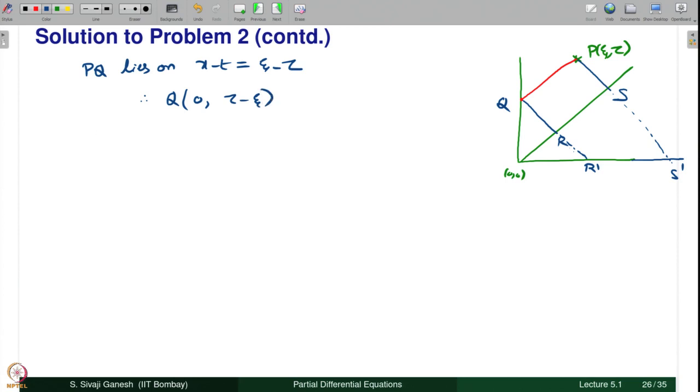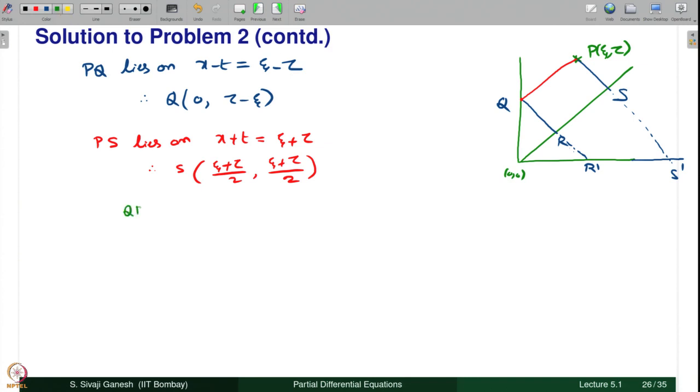Now, let us look at PS, that lies on x plus t equal to xi plus tau. Therefore, the point S is xi plus tau by 2, xi plus tau by 2, because the point which lies on the line x equal to t, so x and t coordinates are same.